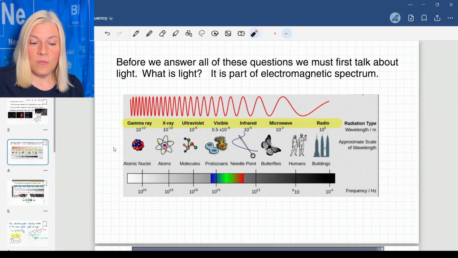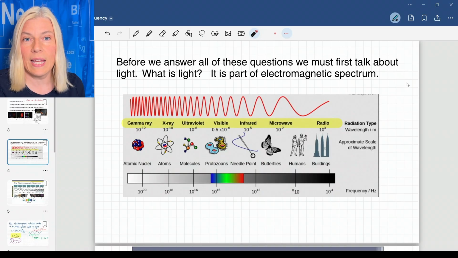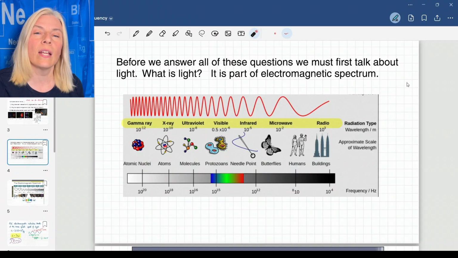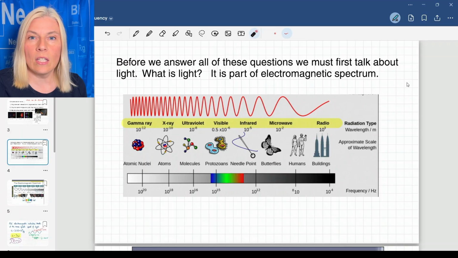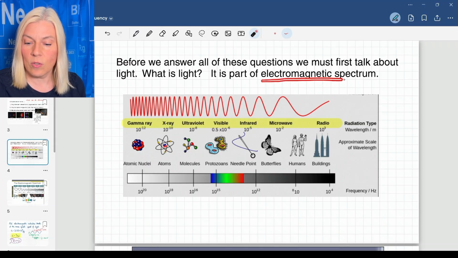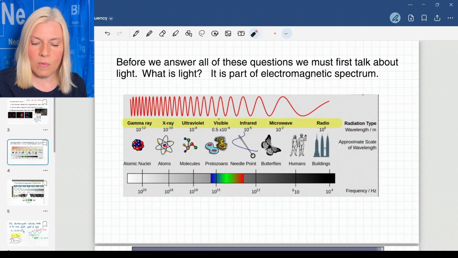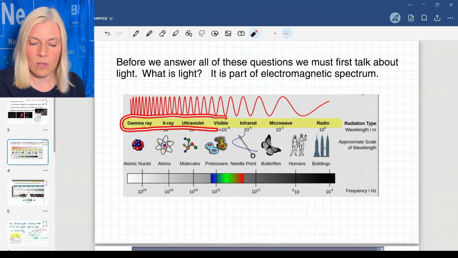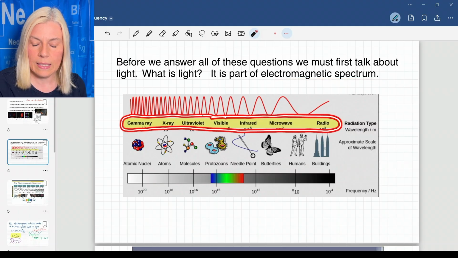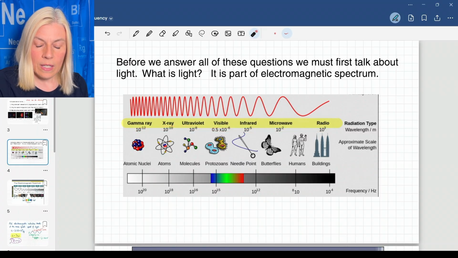So, before we answer all of these questions, we must first talk about light. Remember, we're still trying to answer why each element emits its own unique light emission spectra. So what is light? Well, light is part of an electromagnetic spectrum. You have to memorize this electromagnetic spectrum, and here it is. I highlighted this. So let's start with something that we know.